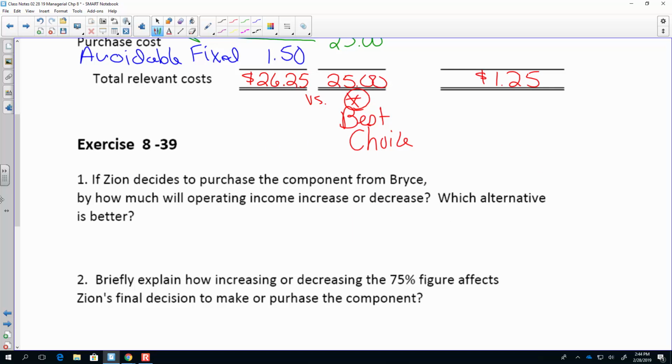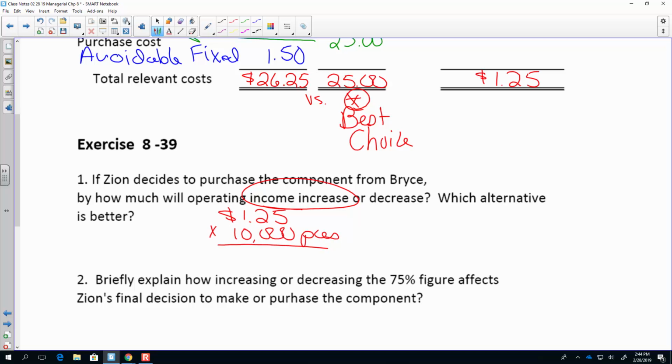So now it says if they bought the part from Bryce, how much will income increase or decrease? And if we bought it now, we would do what? It would increase income if we bought it from Bryce. The cost differential is $1.25. We're buying 10,000 pieces.